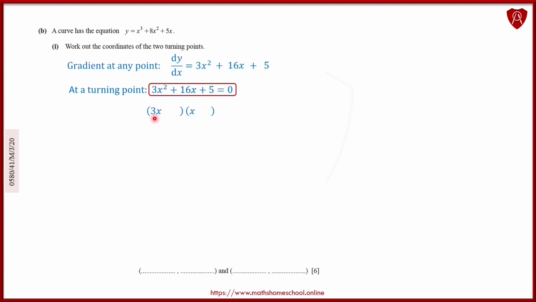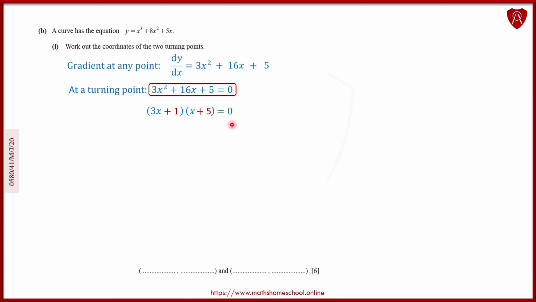Within the two brackets, we need 3x and x because that is the only way to factorize the first term. We need two numbers whose product is 5. So let's introduce 1 and 5 and test if they give us the middle term. 3x times 5 is 15x, x times 1 is 1x, and they add up to 16x. So these are the factors of the left-hand side.